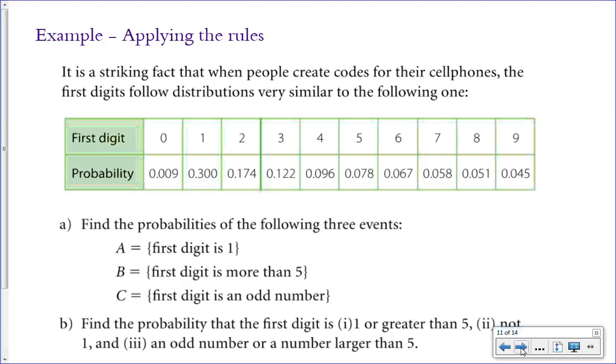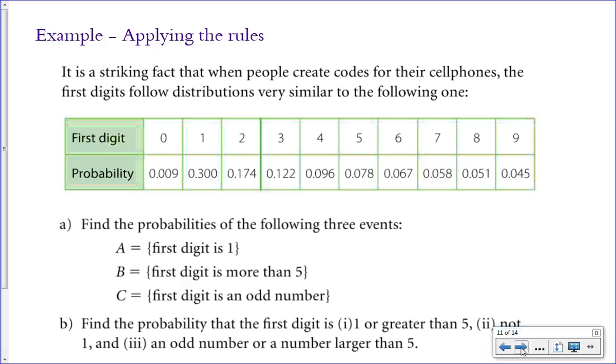And so here we are asked to, again, calculate some probabilities from the table. Again, these are mutually exclusive events because there's no way the first digit of your code could be a 2 and a 9 at the same time, for example. So here, part A, find the probabilities of the following three events. A, that the first digit is 1. So the probability that the first digit is 1, we're just reading it from the table.